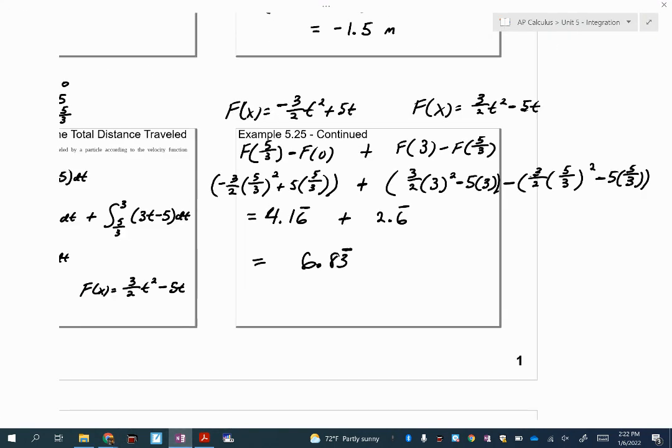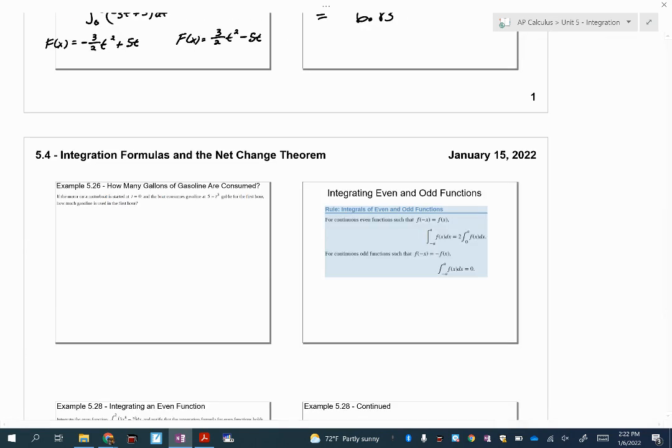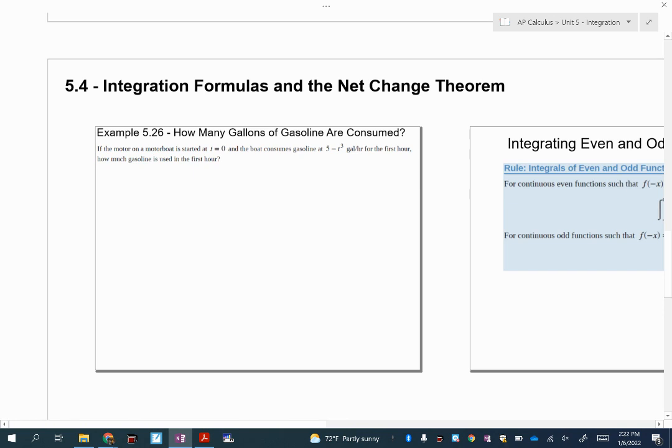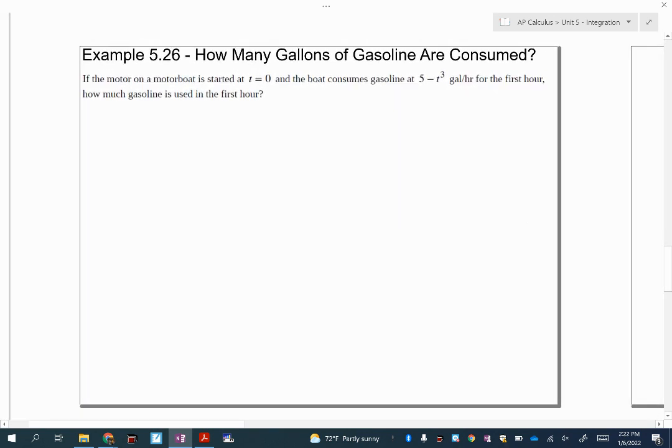All right, hopefully you see how that's a bit of a continuation from something we did a few lessons ago. Okay, now let's do one more application, then we'll get into looking at even and odd functions and the interesting things about those. So we have a motor on a motorboat started at t equals 0, and the boat consumes gasoline at this rate: 5 minus t cubed gallons per hour for the first hour. How much gasoline is used in the first hour?